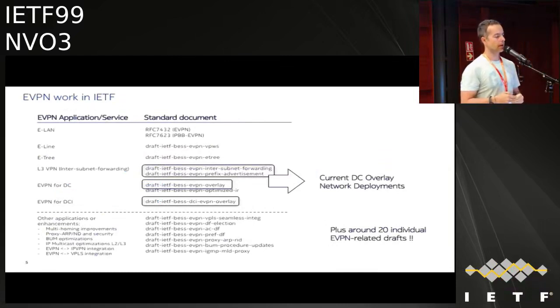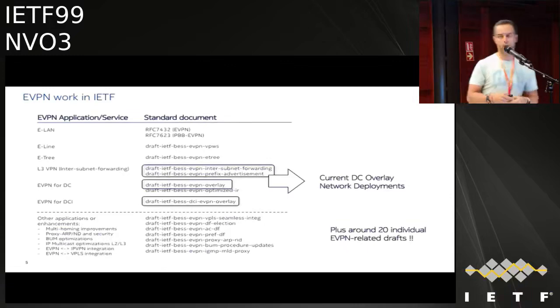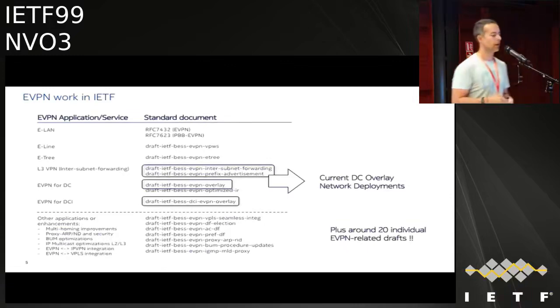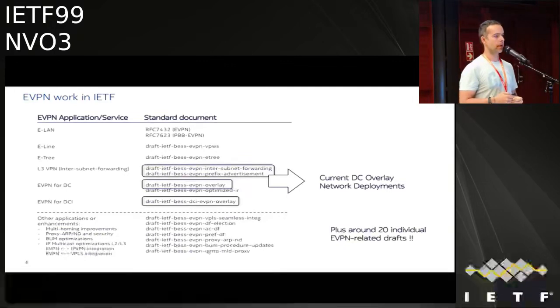But as I said before, since 7432, EVPN has evolved a lot. So we have a lot of documents. And here you have some of the most relevant documents we have for EVPN. Above the dashed line, you have a bunch of documents. Some of them are RFCs, some others are already drafts in last call. And they pretty much define all the services that you need.